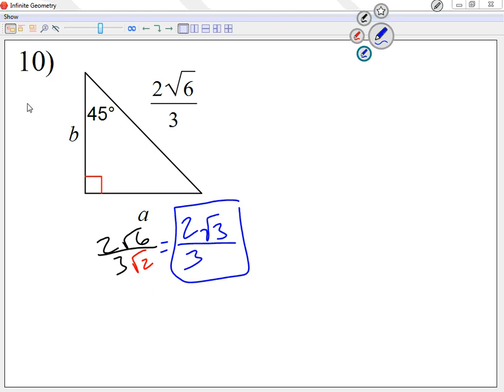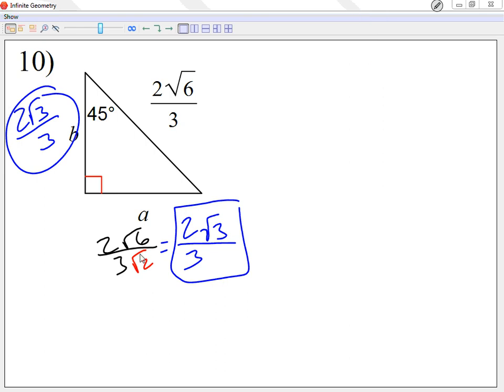Now for B, I'm going to have 2 radical 3 over 3. Remember, I divided the radical, 6 divided by 2. Yes. When we divide, we put it at the bottom. If we multiply, we put it on top. But I'm dividing, so I put it at the bottom. Number 6.